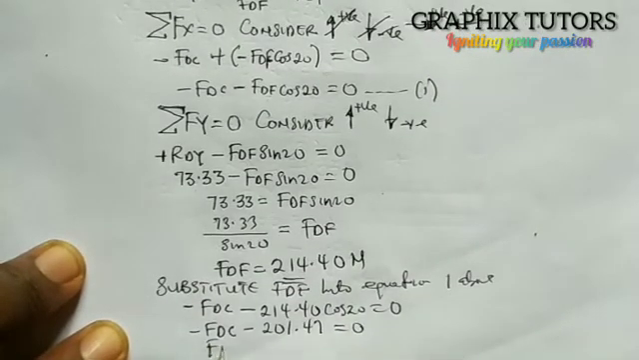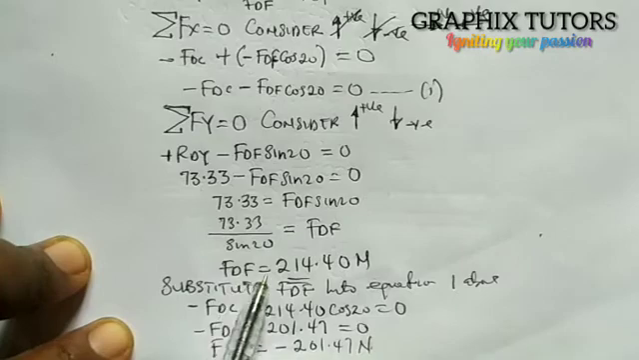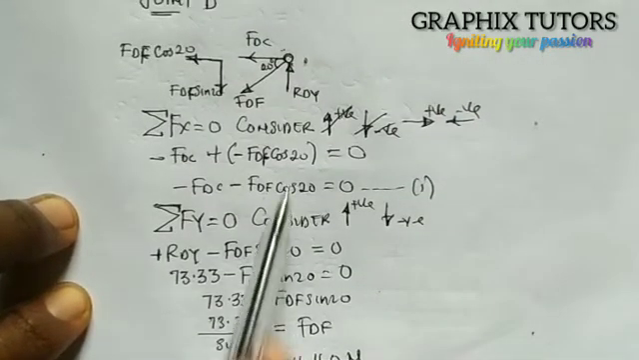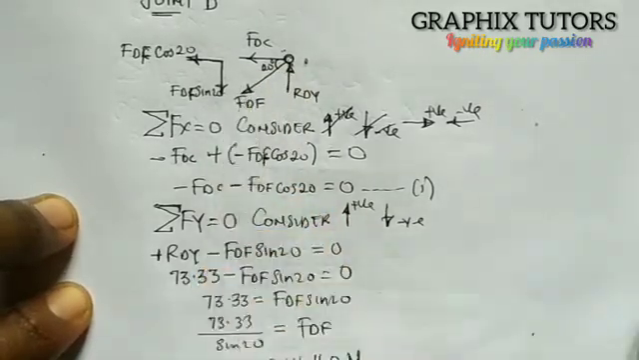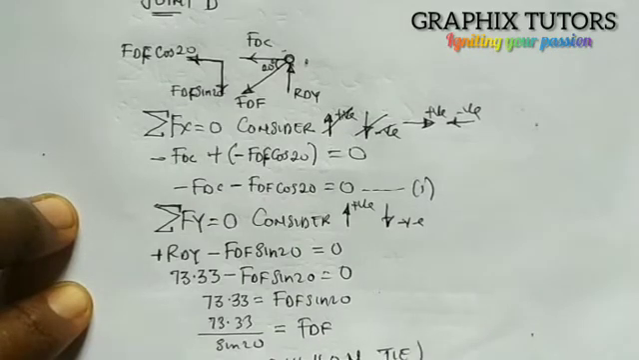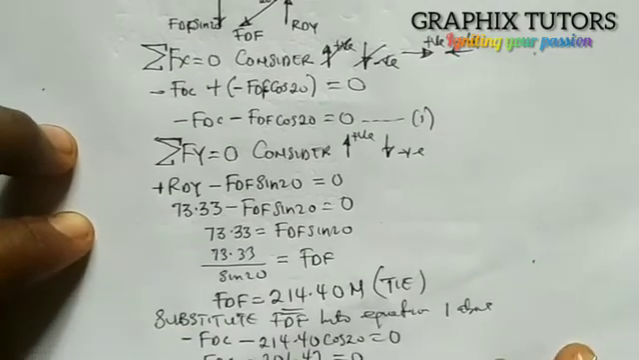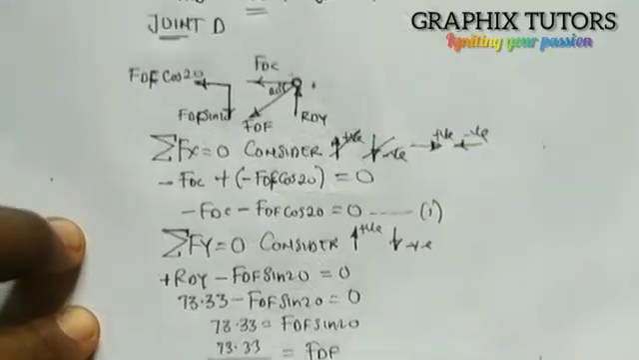So FDC is equal to minus 201.47 Newton. If you want to see if it's a strut or a tie, my FDF is 214.40 and it's acting going outward. This is going outward, so that is a tie. Then FDC is 201, and since it's negative 201, let's see FDC.